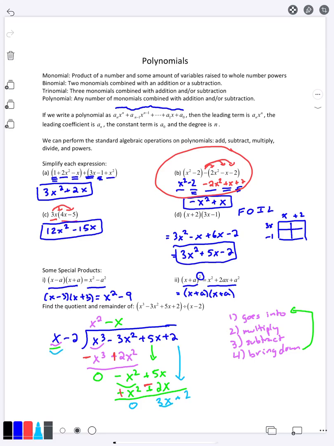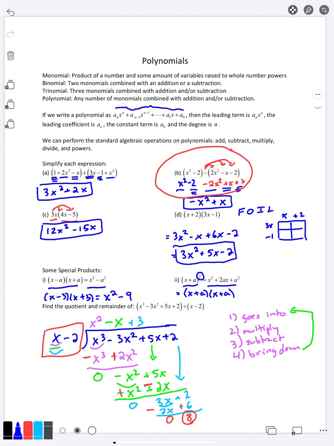Then I'd say x into 3x goes 3 times. Multiply. 3 times x is 3x. 3 times minus 2 is minus 6. Do my subtraction. And 2 plus 6 is 8. And at some point in time, you're going to get to something down here that has less x's than you started with. So in the original thing I had 1x and I have no x left. I have smaller x's there. Once you know that, that's going to be your remainder.